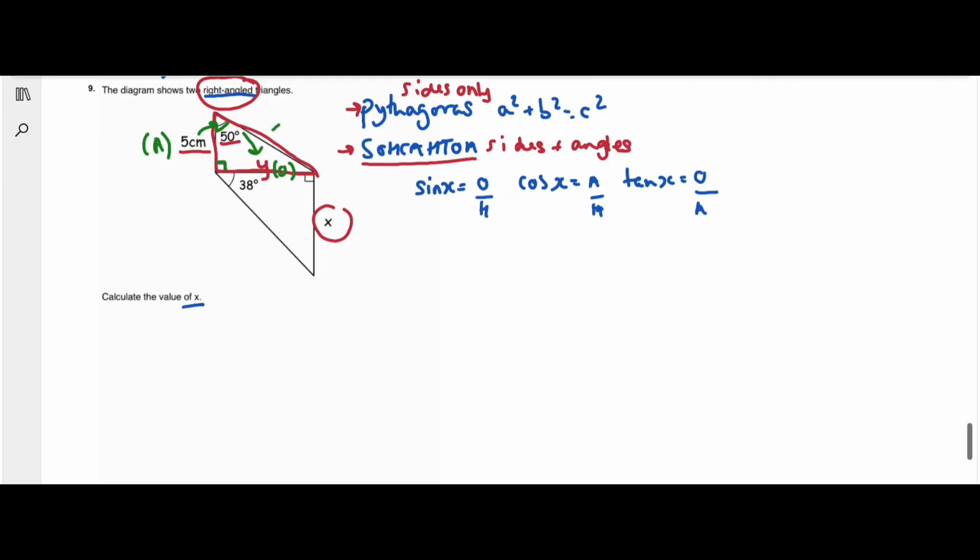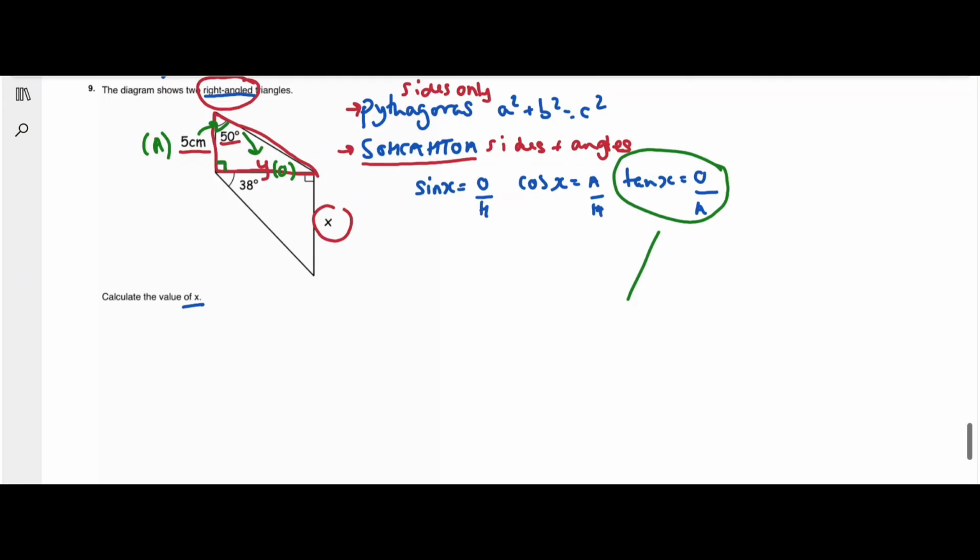You don't need to label this one up here because it's not involved in the question and you haven't been given it. Only label two of the sides: the side you've been given and the side you're trying to find. This would be the hypotenuse because it's opposite the right angle, but I don't need to label that one. That's just going to confuse me. Okay, so I have got A and O. So that tells me that I am using tan here.